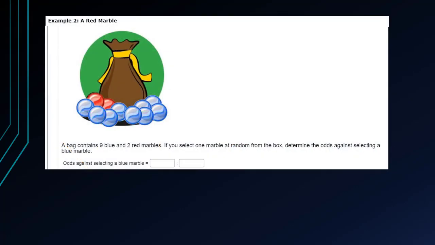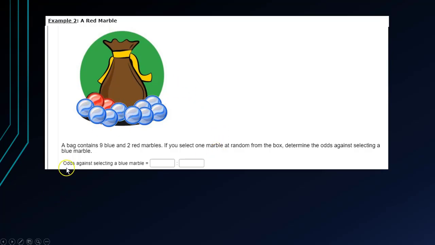For example 2, a red marble. A bag contains 9 blue and 2 red marbles. If you select one marble from the box, determine the odds against selecting a blue marble. It went from a bag to a box for some reason. I don't know why, but it doesn't matter. Basically, you have 9 blue marbles and 2 red marbles, which is a grand total of 11 marbles.